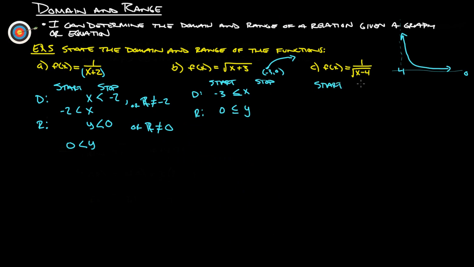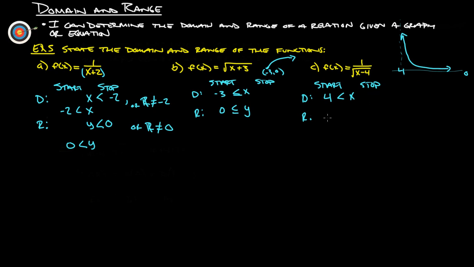So start, stop, domain, and range. So the domain, the smallest x can ever be is 4. It can't actually be 4, so x has got to be greater than 4. So as long as x is greater than 4, we're good. It does not have any end, so it doesn't have a stop.